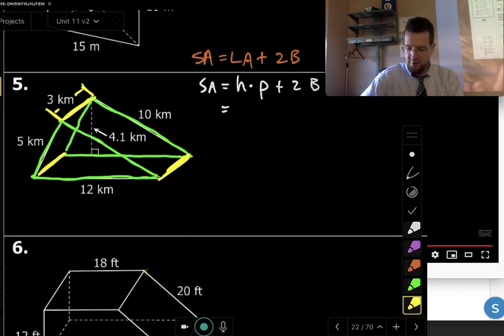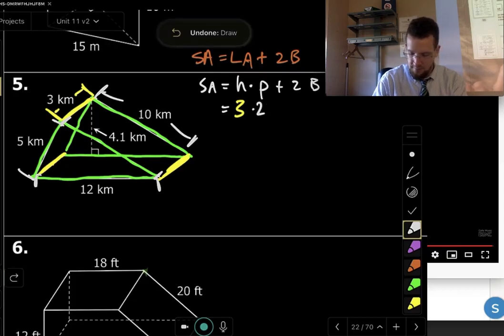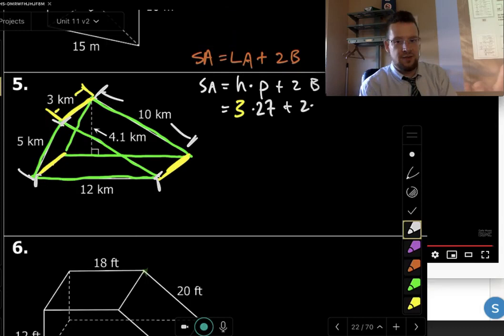That's this piece right here. So our height is 3. We need to find the perimeter of the base. Well, if this piece is 10, then this piece is 10 here. So we got 10 plus 12 plus 5, 15, 20, 27. Plus 2 times, what's the area of this figure?